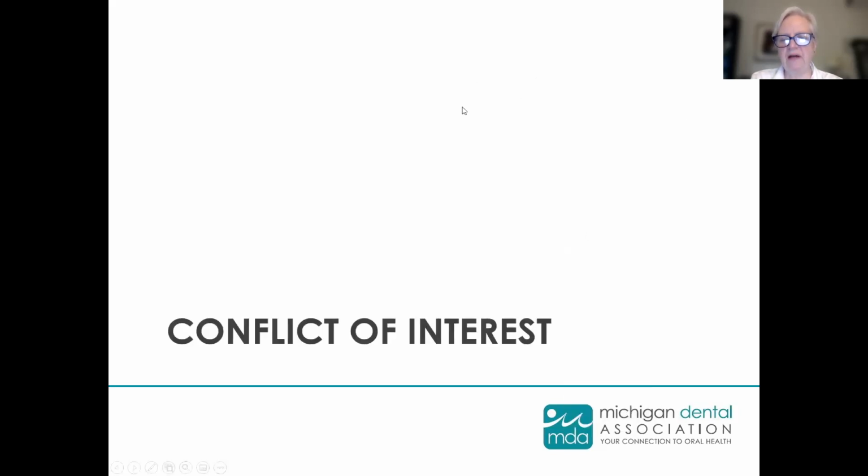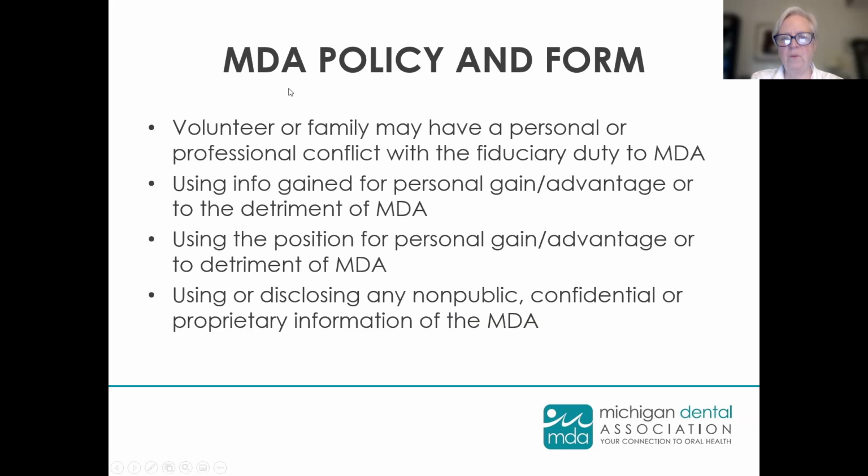So let's talk a little bit about conflict of interest. We did a little discussion of that earlier under duty of loyalty. We're going to have you read, review, and sign the MDA policy on conflict of interest. And you can see here the slide talks about the things that you're not supposed to do. You may have a personal or professional conflict. You could use information gained as a committee member for your personal gain or advantage or to the detriment of the MDA. You could use your position as a committee member for personal gain or advantage, or you could use or disclose any non-public, confidential, or proprietary information. This is a policy that we have you review and sign every year because it is an important one.